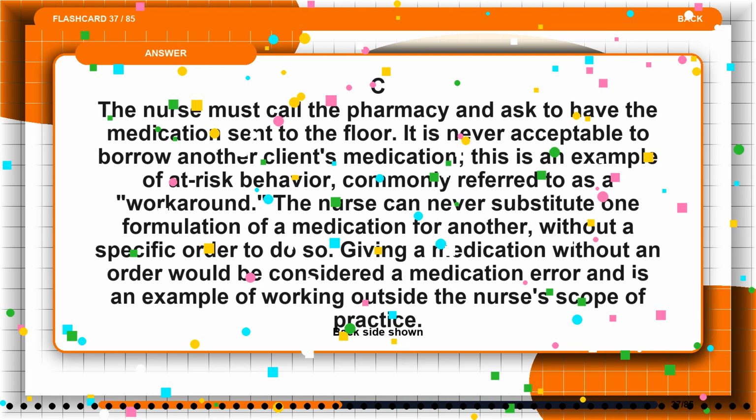The answer is C. The nurse must call the pharmacy and ask to have the medication sent to the floor. It is never acceptable to borrow another client's medication. This is an example of at-risk behavior, commonly referred to as a workaround. The nurse can never substitute one formulation of a medication for another without a specific order to do so. Giving a medication without an order would be considered a medication error and is an example of working outside the nurse's scope of practice.